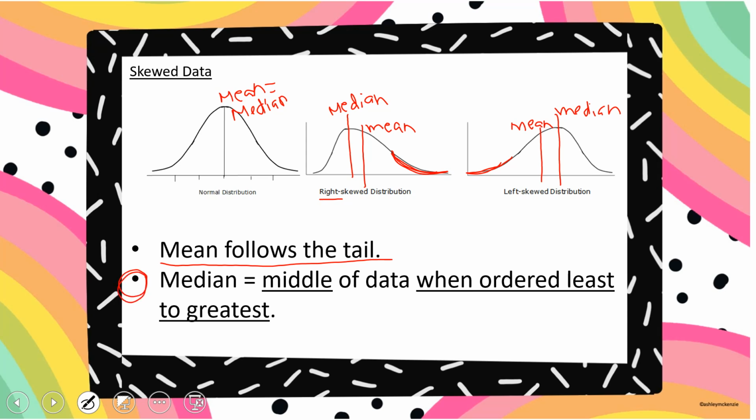One quick note on median, you guys have calculated this for years really at this point. Median is the middle of the data, but it's when it's ordered least to greatest. So if your data isn't given to you in least to greatest, you need to reorder it first, then calculate the middle value of the data.